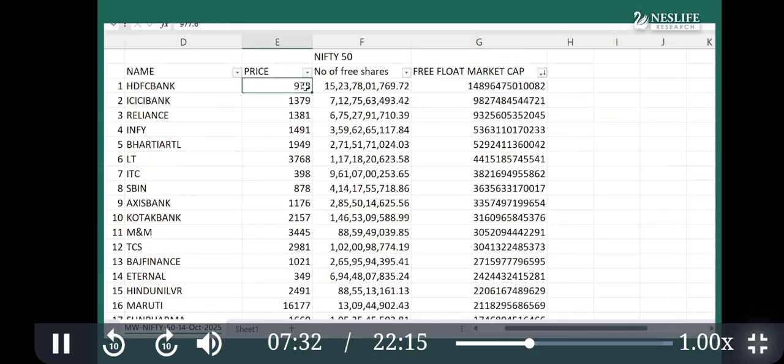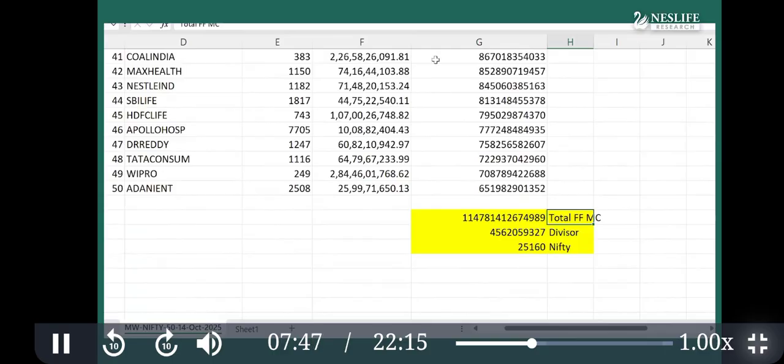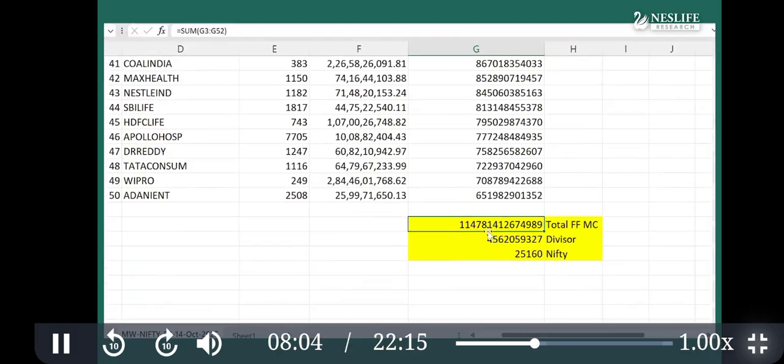So here HDFC Bank's share price is this, number of shares, free shares, and this is the free float market capitalization. So the stock exchange will take the free float market capitalization of all 50 companies and add them. And this will be the total free float market capitalization of all 50 companies. This number is huge. It goes into lakhs and crores. Okay. So the first step is to take the total free float market capitalization of all 50 companies, and then there is a divisor.